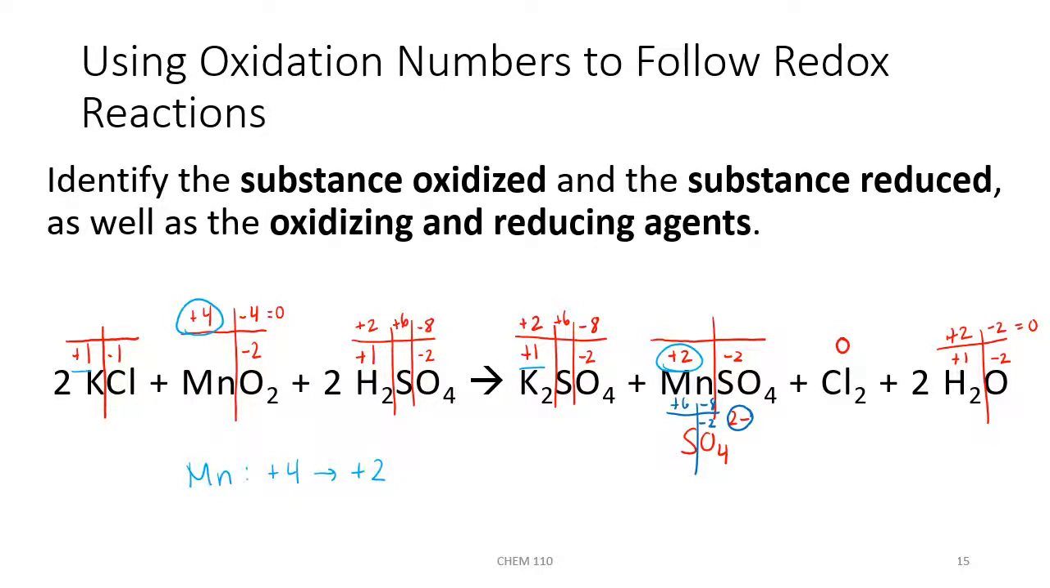If it decreased in oxidation number, therefore it must have been reduced. Oxygen's a -2 on the left, and it's a -2 everywhere on the right still, so it did not change. Hydrogen was a +1 on the right and the left, everywhere that hydrogen was found. It also did not change. Sulfur was a +6 on the reactant side. It was a +6 in every compound on the product side.